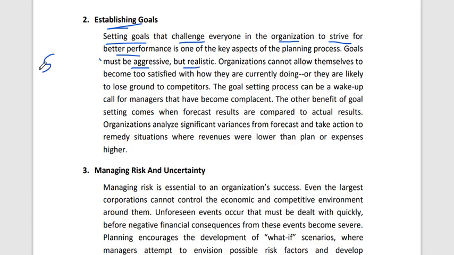If we make 50 mobile phones per day now, then we should not set the goal that in a month we will make 500 mobile phones in a day. That's not possible, that's not realistic. First of all, from 50 we have to make 100, then 200, 300, 400, then we can set the goal of 500 mobile phones in a day. So goals should be aggressive but realistic. That is the establishment of goals.